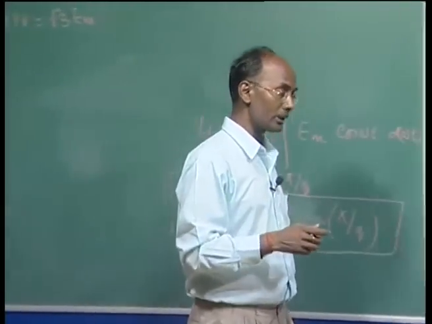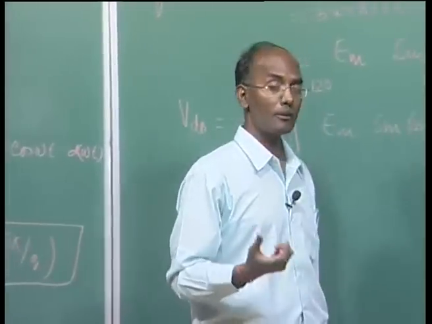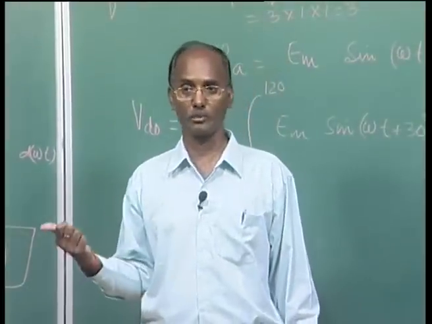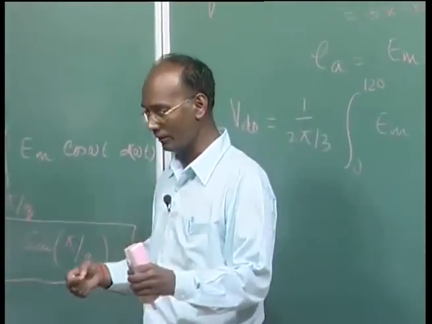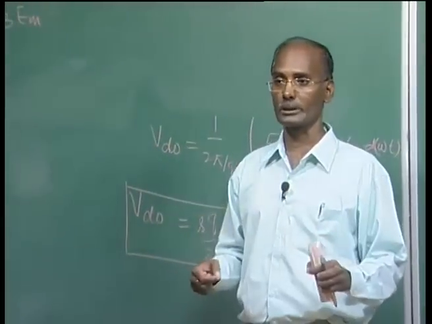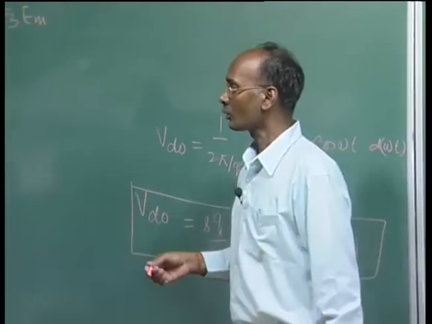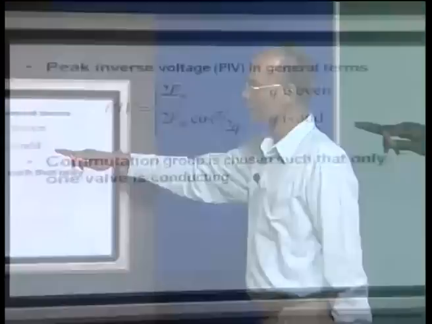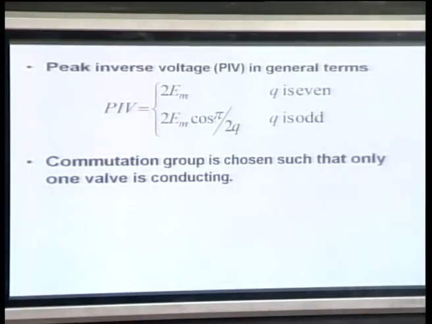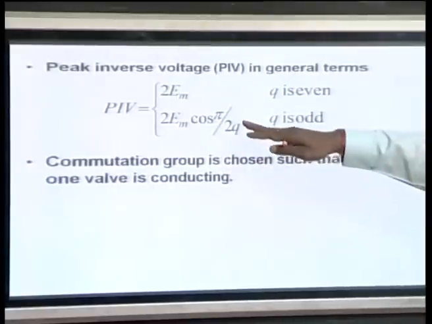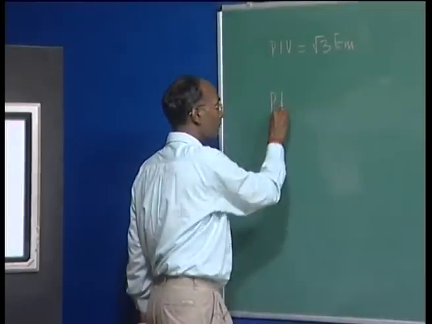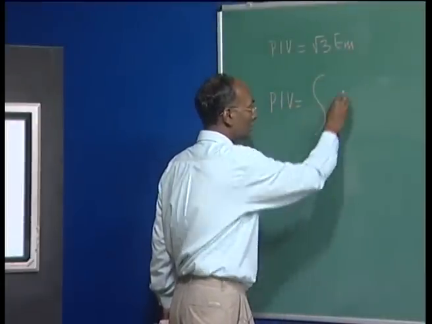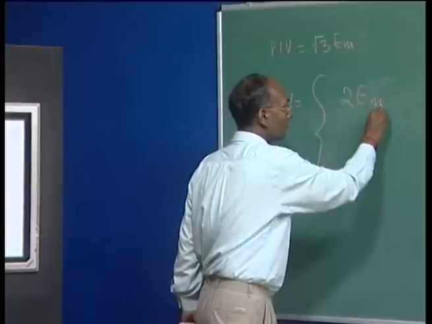This peak inverse voltage is very important, because the cost of the valve is decided by it. If the peak inverse voltage is more, we have to go for a valve that can sustain that voltage, otherwise it will be punctured. So once Q is odd, here Q is 3, and if you put Q equal to 3, you will get this value. In general, the PIV is twice EM if Q is even.